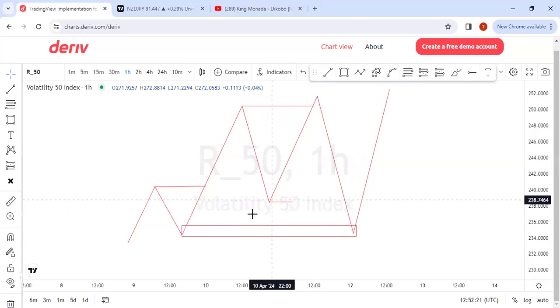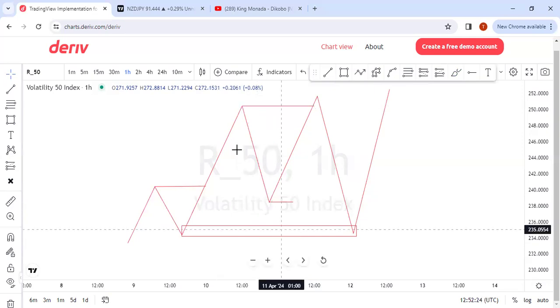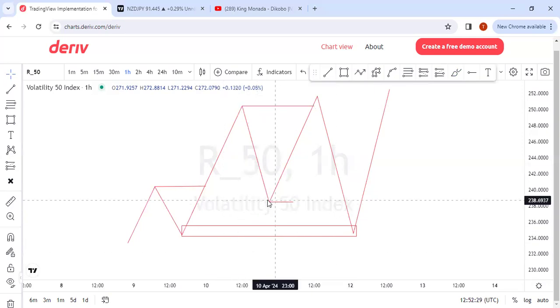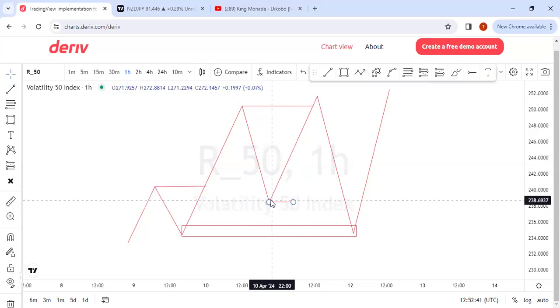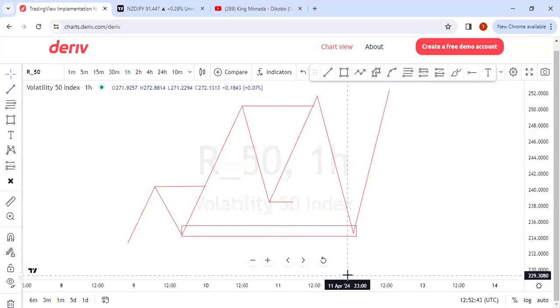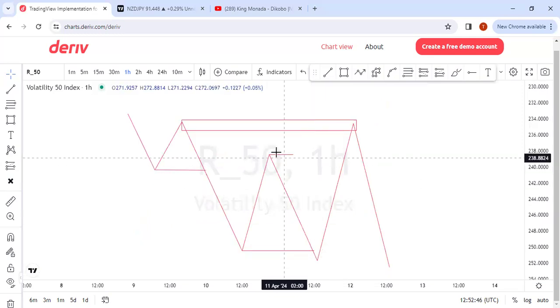As you can see, this move was supposed to mitigate this order block, but the market just moved away without mitigating this order block. So this single high is going to be our inducement. You can just say it's a move that was created by the market when it moved away without mitigating an order block. So this single low is going to be our inducement. Same thing applies to this.